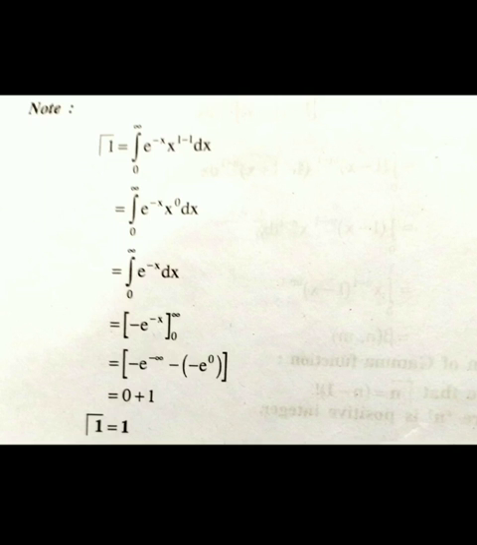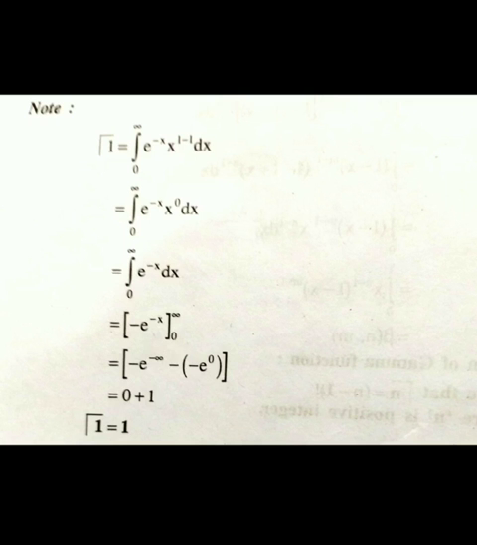Then e raised to minus infinity, as the power is negative, we take it as positive in the denominator, that is 1 divided by e raised to infinity. e raised to infinity value is infinity. Then 1 by infinity is what? 0. The first term is 0. Then e raised to 0 is what value? 1. Minus of minus is plus. We get 1. Therefore, gamma of 1 equal to 1. So, this is the proof, the solution of the example. It's very important. They will ask for 2 marks.